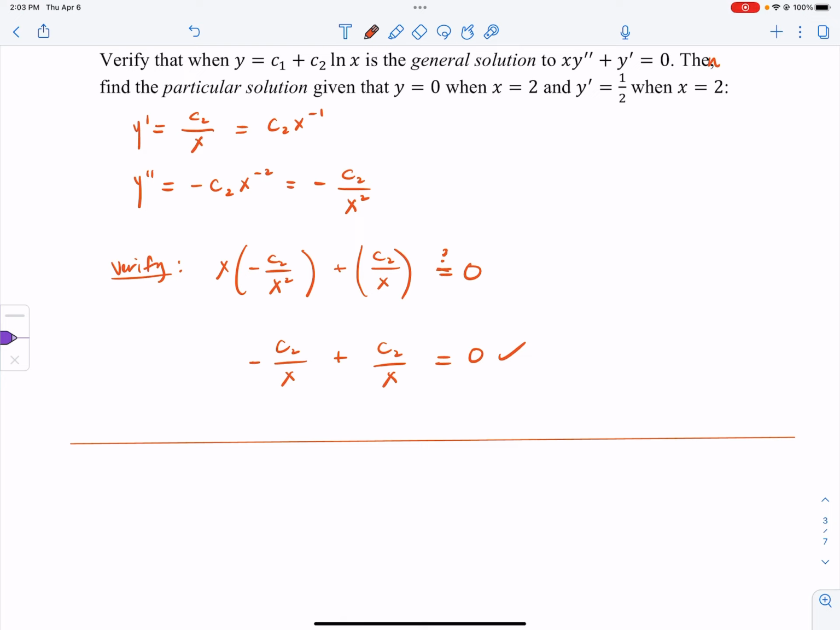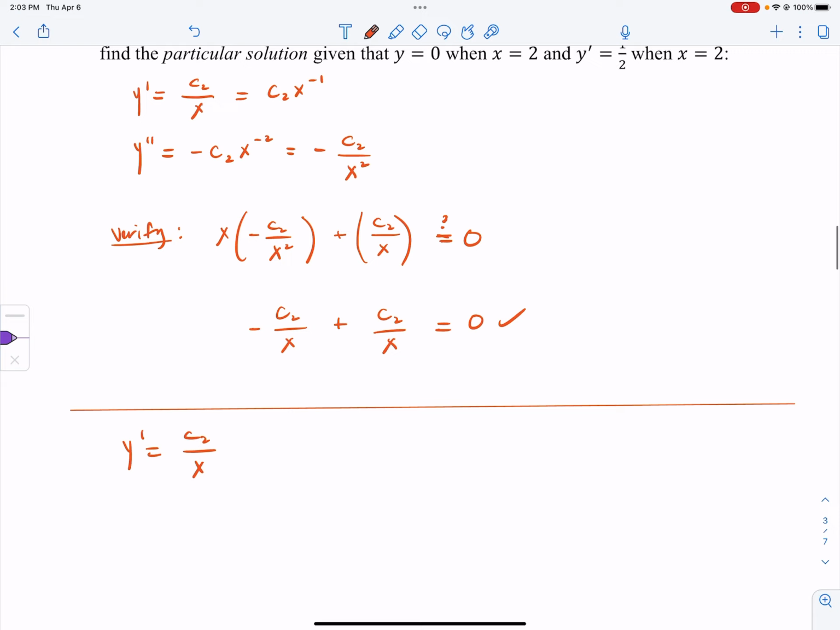So then if we look, we do know what y prime is when x is equal to 2. So we can use that first derivative and we could plug in 1/2. So I'm using the first derivative in order to solve for c sub 2. So replacing y prime with 1/2 and x with 2, I would get c sub 2 is equal to 1.